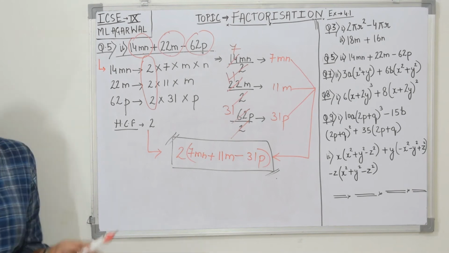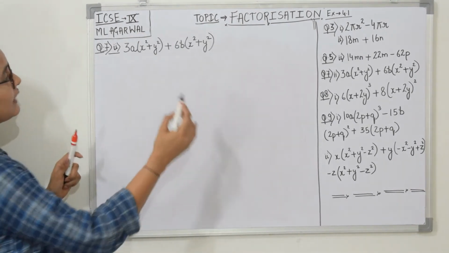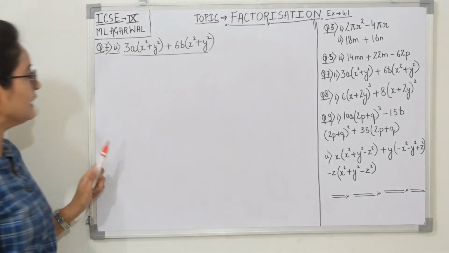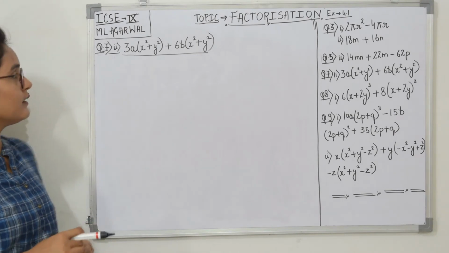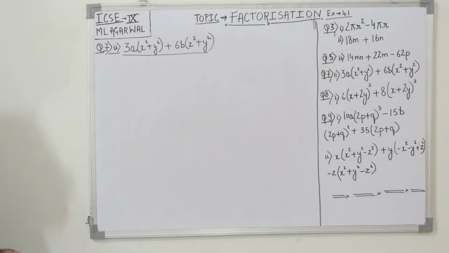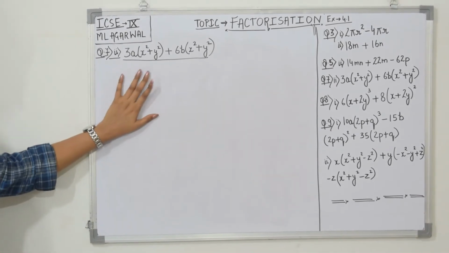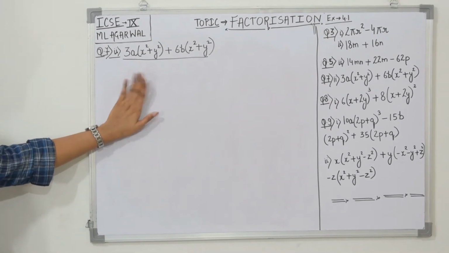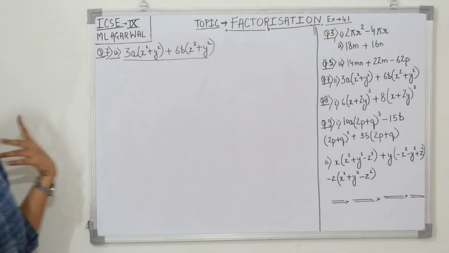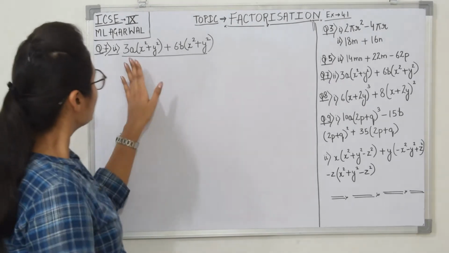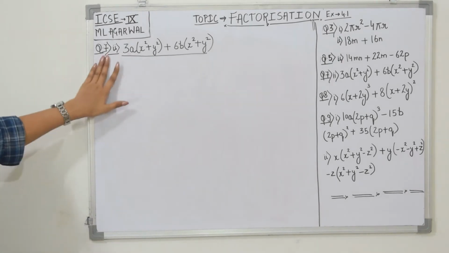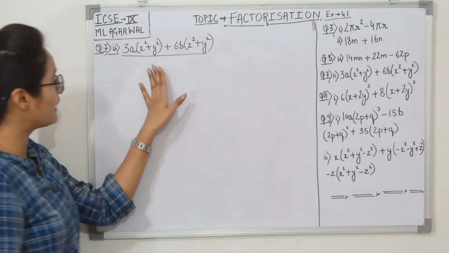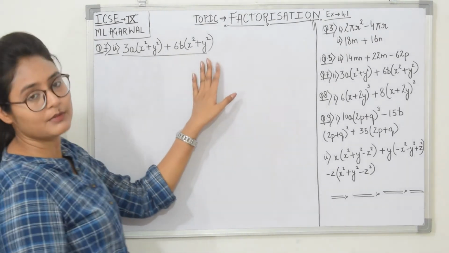Okay, so students, now we are having another type of polynomial, and in this polynomial we are having 3a outside the bracket, inside the bracket we are having x square plus y square, then 6b, x square plus y square. Looking at the question only, you will be getting it very easily. This is your question number 7, second part: 3a in bracket x square plus y square, 6b x square plus y square.